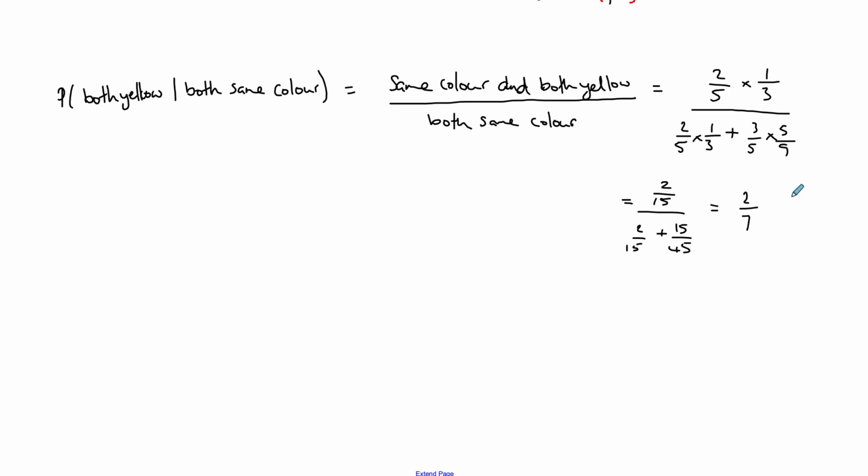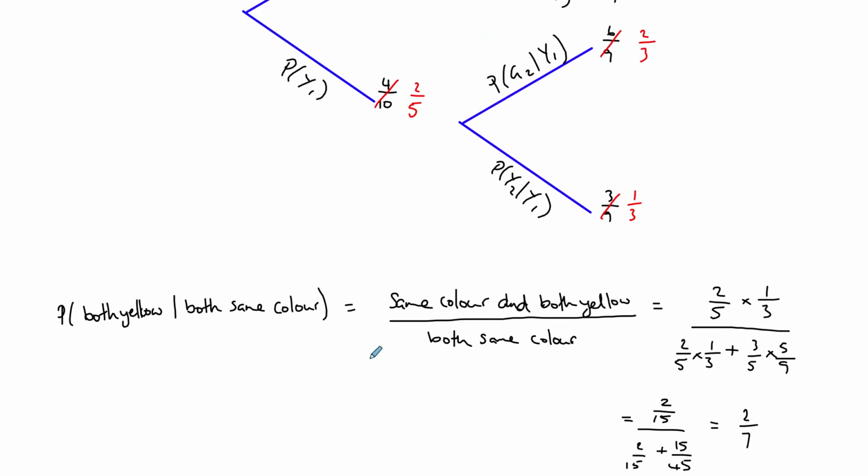Okay, so if we just reiterate what we did here, it was the probability of them both being yellow, given that they were the same colour. On the top is both of these things happening, so both yellow and both the same colour, divided by what was given, divided by the probability that they are both the same colour.